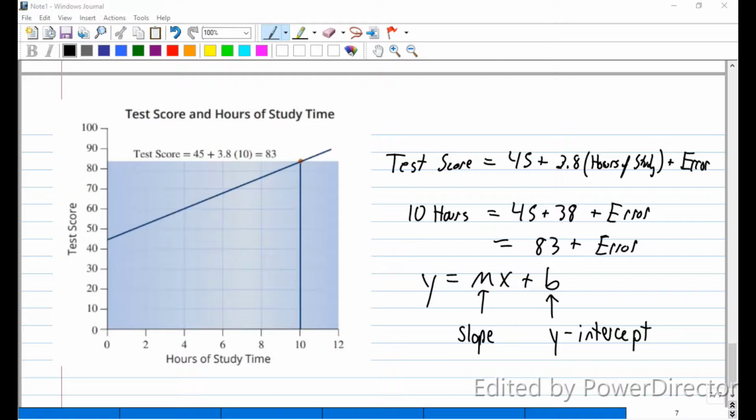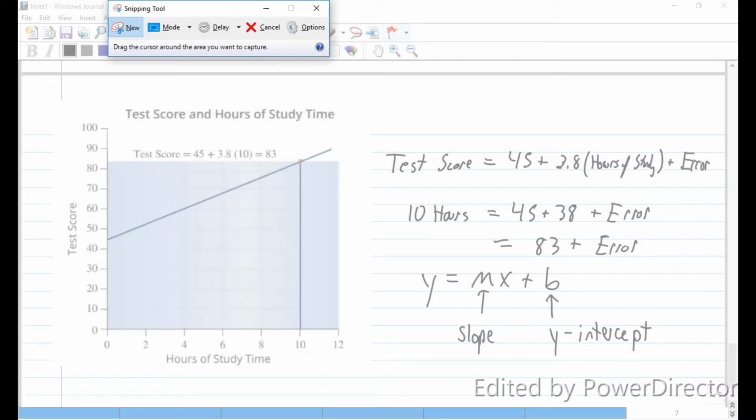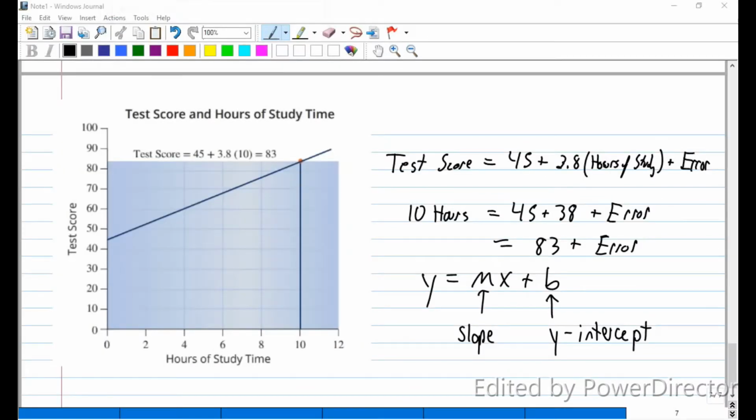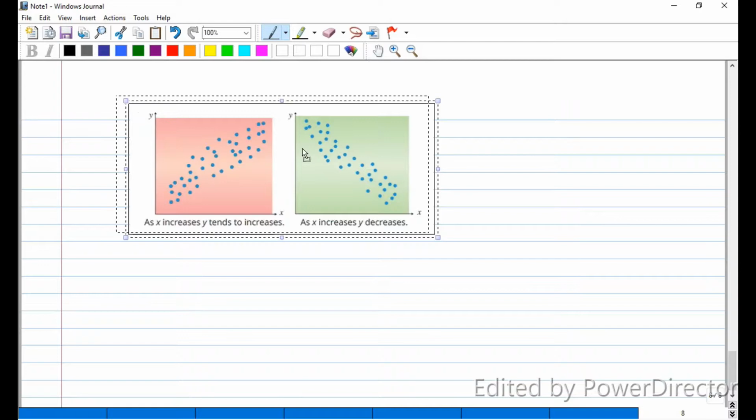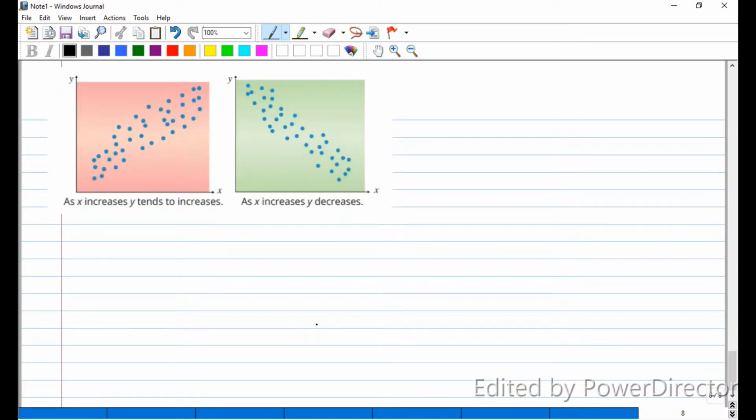So what am I talking about? Positive and negative on the scatter plots we were looking at, and some of these are on the PowerPoint. As x increases, y tends to increase. That's going to be a positive relationship. As x increases, y tends to decrease. That's going to be a negative relationship. So the slope of the line, if there was a line to go through that set of data, would be positive if there is a positive relationship and negative if there is a negative relationship.